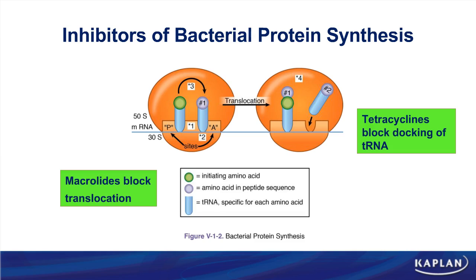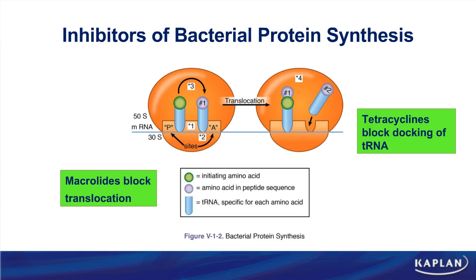In a two-dimensional picture, it's very difficult to imagine what's going on in translocation. But basically, translocation is where the tRNA at the acceptor site moves over to the donor site. It's movement from the A site to the P site. In the presence of a macrolide, you cannot translocate, and therefore you can't continue with protein synthesis.